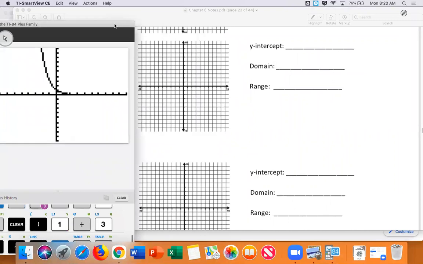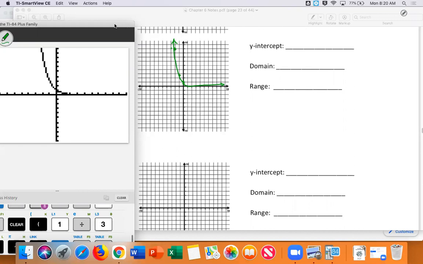So at -2, I'm at 9. And then at -1, I'm at 3. At 0, I'm at 1. And then 1/3. Oops. This is not as easy as it looks to me, especially when it stops lining up.